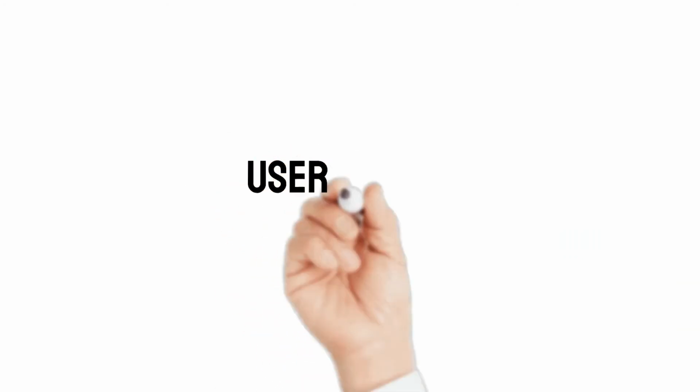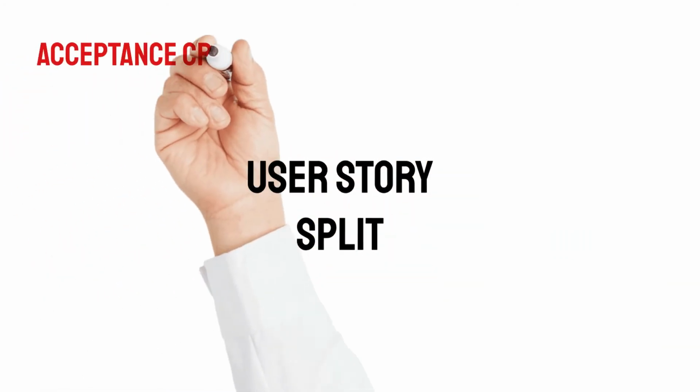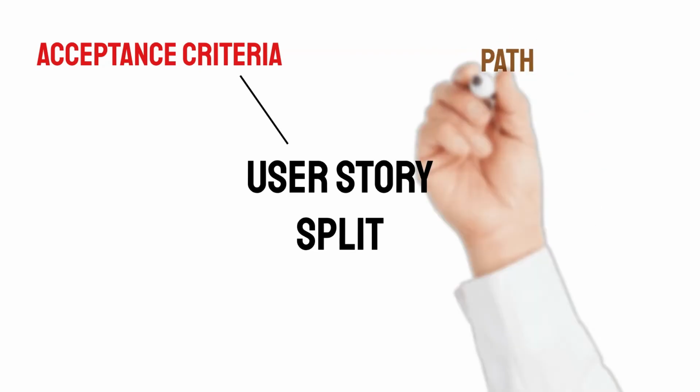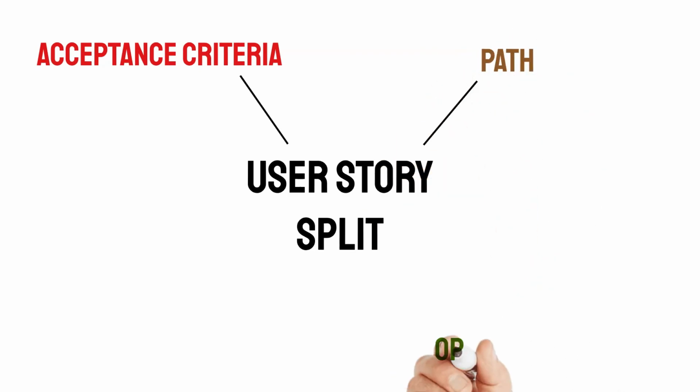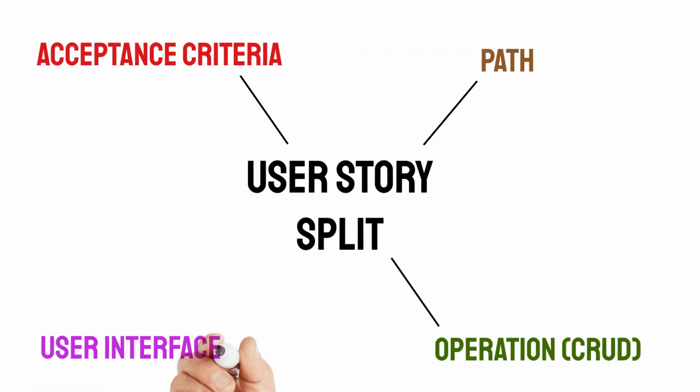So let's summarize everything up. How can we split user stories very easily? The first thing is per acceptance criteria. Take this as a basis. Then we can go by paths in a workflow. We can split by operations, create, read, update and delete. And lastly, by the user interfaces, a user interacting with the platform.